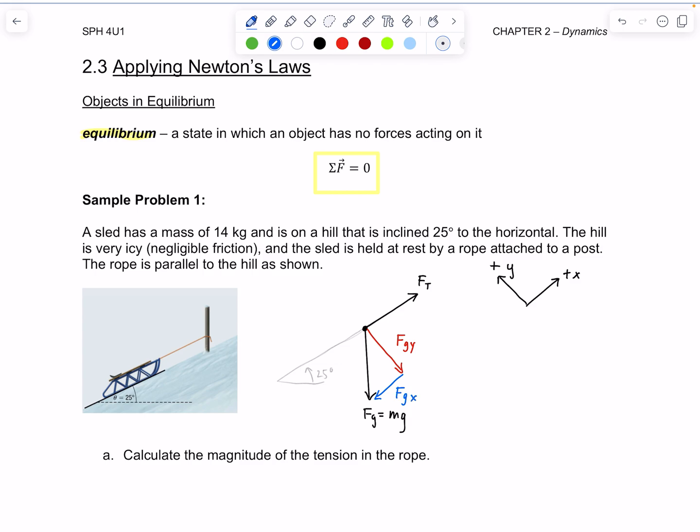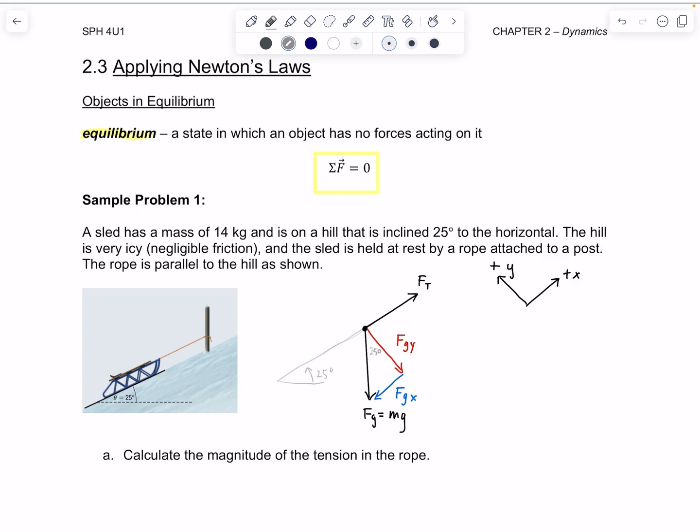Now, if we examine using trigonometry, we see this angle is 25 degrees, then this angle is 90 minus 25 degrees. If this angle is 90 minus 25 degrees, then this angle must also be 90 minus 25 degrees by the transversal parallel line theorem, Z pattern. That means that this interior angle must be 25 degrees.